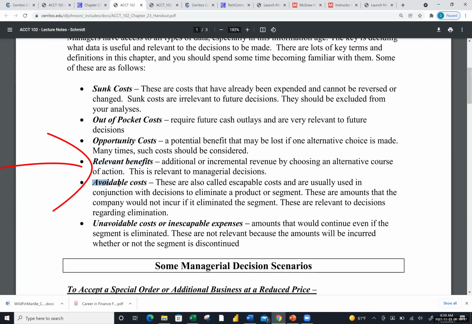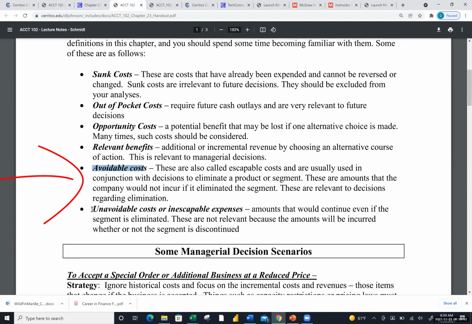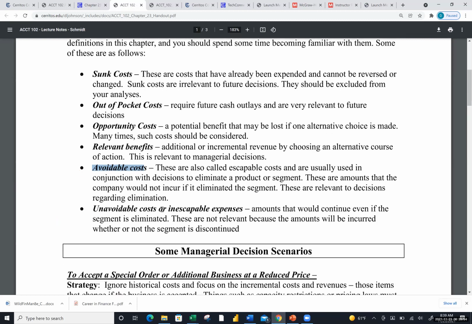Okay, avoidable costs are costs that we can avoid if we choose one alternative over the other. Because they haven't been incurred yet, they are almost always relevant as well. And the last one, unavoidable costs, or sometimes you'll hear it called inescapable expenses. These are not relevant because there's nothing we can do to avoid them.